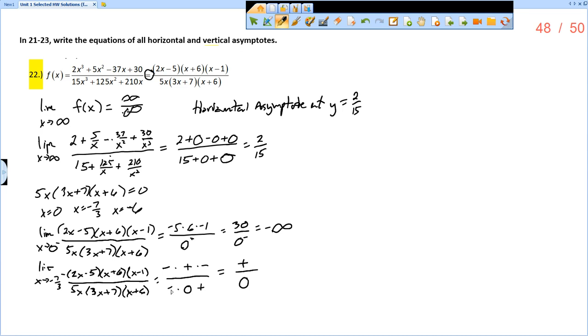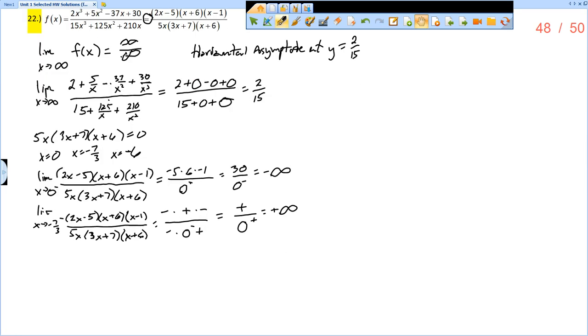So the first number is still going to be negative. Second number, if I'm approaching from the left of negative 7/3, how about like negative 3? 3 times negative 3 is negative 9 plus 7. That's going to be a negative. So my denominator is going to be a negative times a negative, so that's going to be a positive. So I'm approaching positive infinity. And so we can definitively say that there is a vertical asymptote at x equals negative 7/3.